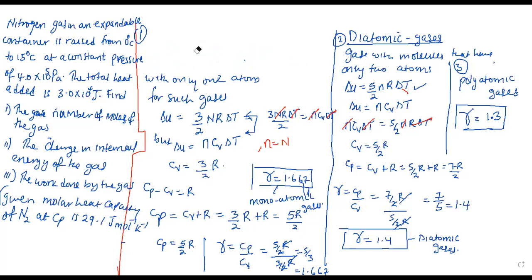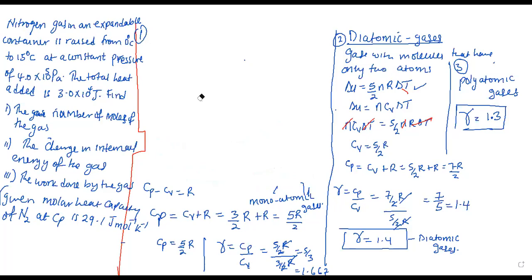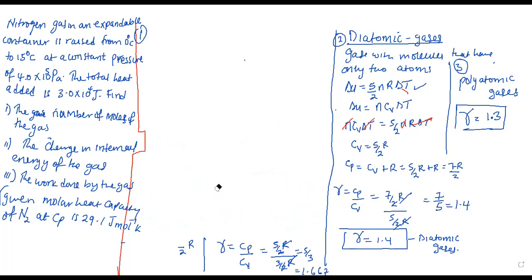So that's the question. It says nitrogen gas is in an expandable container, meaning the container can expand, is raised from 0 degrees Celsius to 50 degrees Celsius at a constant pressure of 4 exponent 5 pascals. Then they have said the total heat added is 3.0. Find the number of moles of the gas, the change in internal energy of the gas, and the work done by the gas.